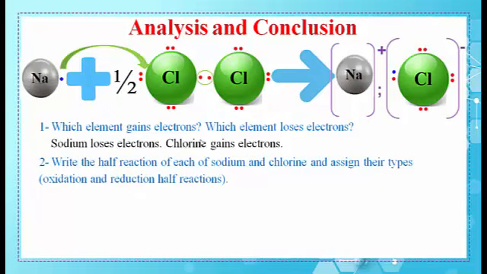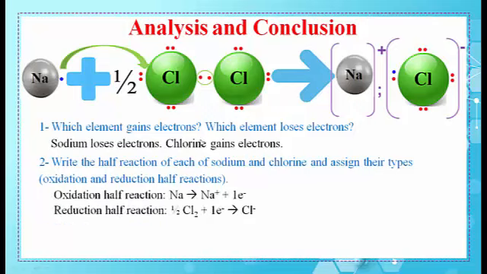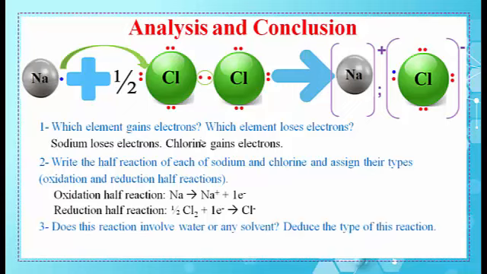Since Na loses electrons, it undergoes oxidation, and since Cl gains electrons, it undergoes reduction. The half reactions are: the oxidation half reaction, Na gives Na+ plus 1 electron, and the reduction half reaction, half Cl2 plus 1 electron gives Cl-.